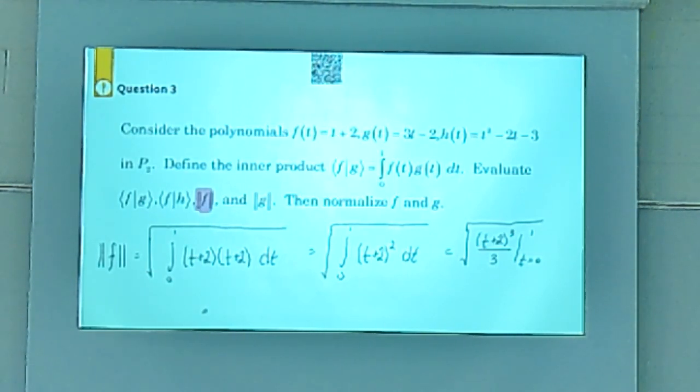At 1, you get 1/3. I'm sorry, not 1/3. At 1, you get 9. Right, 3 cubed over 3, 3 squared, 9. At 0, you get 8/3. So what's 9 minus 8/3? 27 minus 8 is 19. 19/3, which does not simplify. So norm is square root of 19/3.